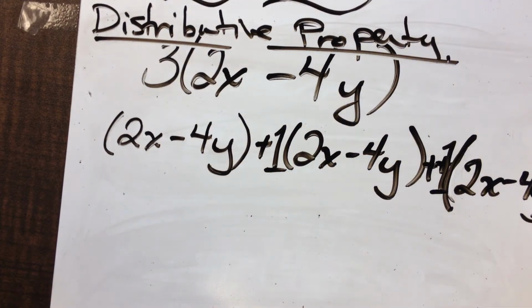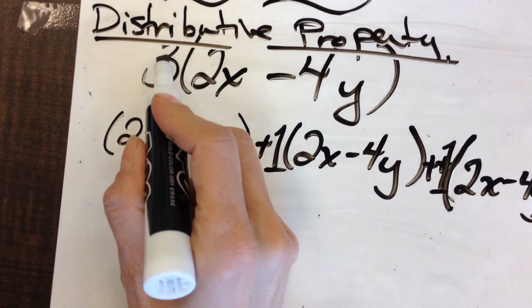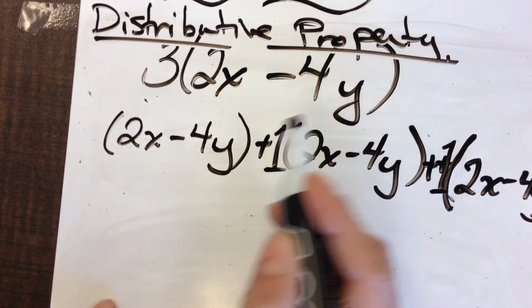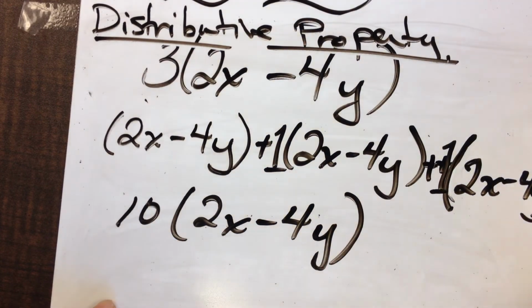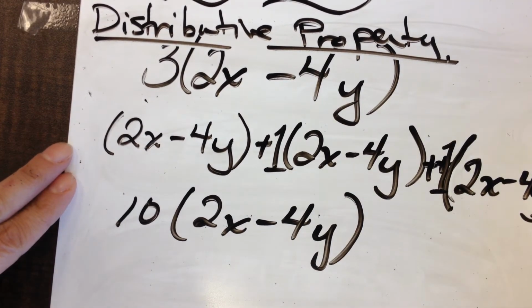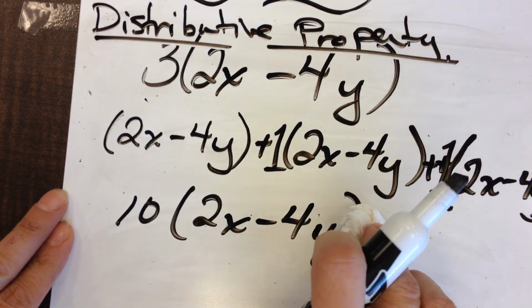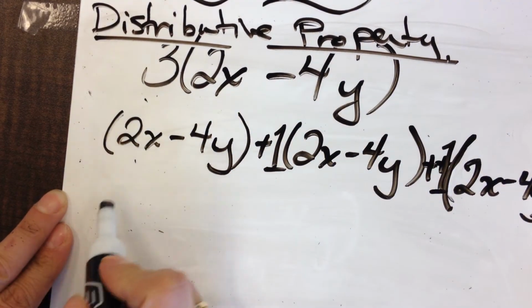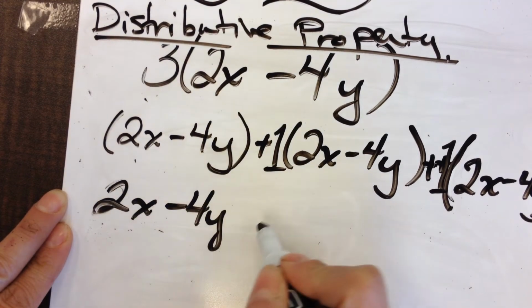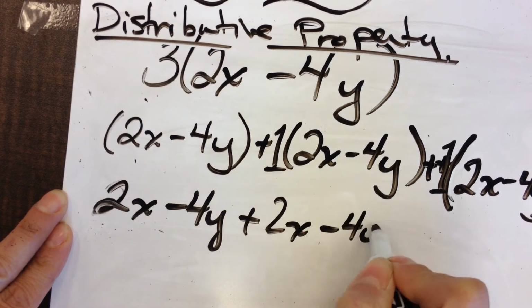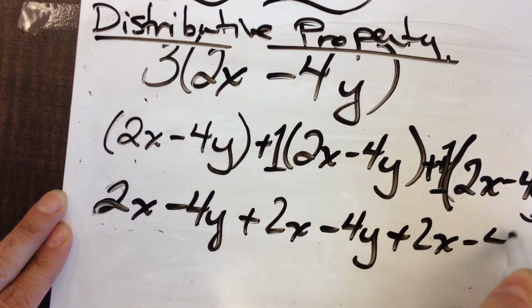Is there an easier way to do this? If I had 10 bracket 2x minus 4y, am I going to rewrite this 10 times and run out of space on my page? It would take a long time. Is there an easier way to do this? Well, what if we multiplied it out? If we added these ones here, we would find out that 2x minus 4y plus another 2x minus 4y plus another 2x minus 4y.